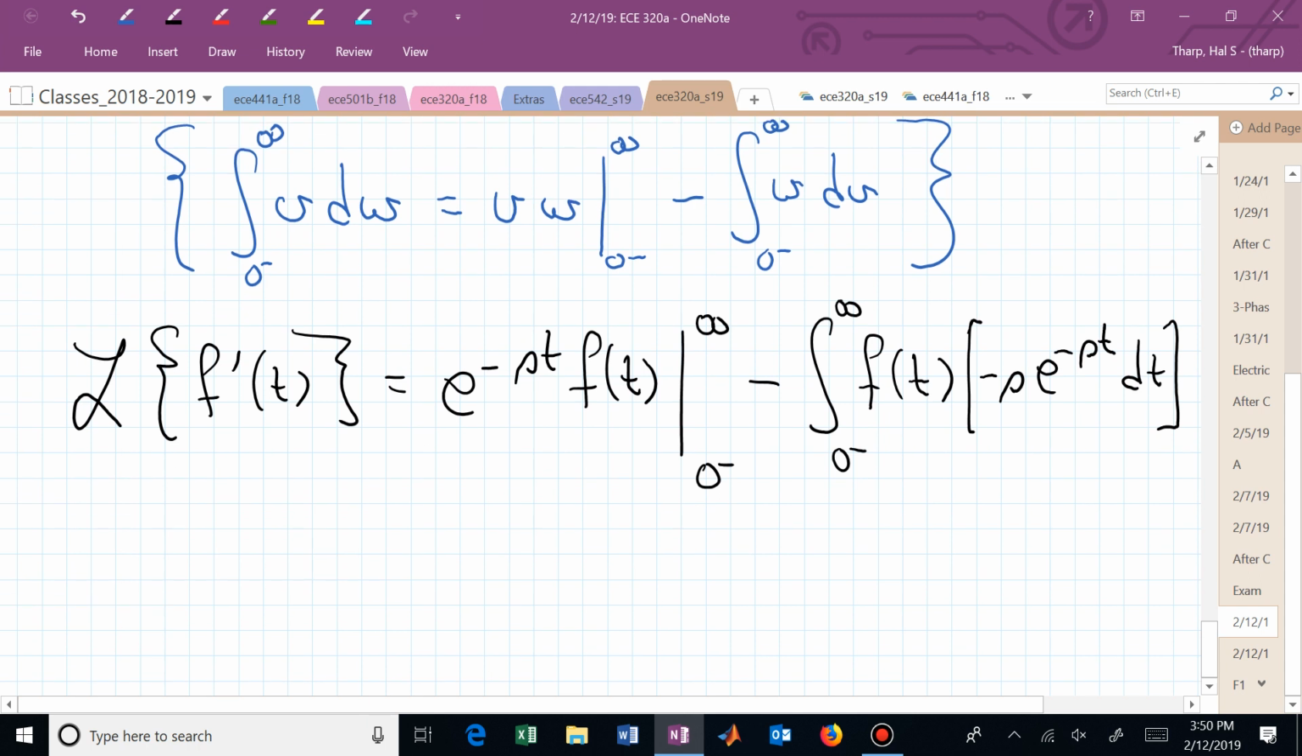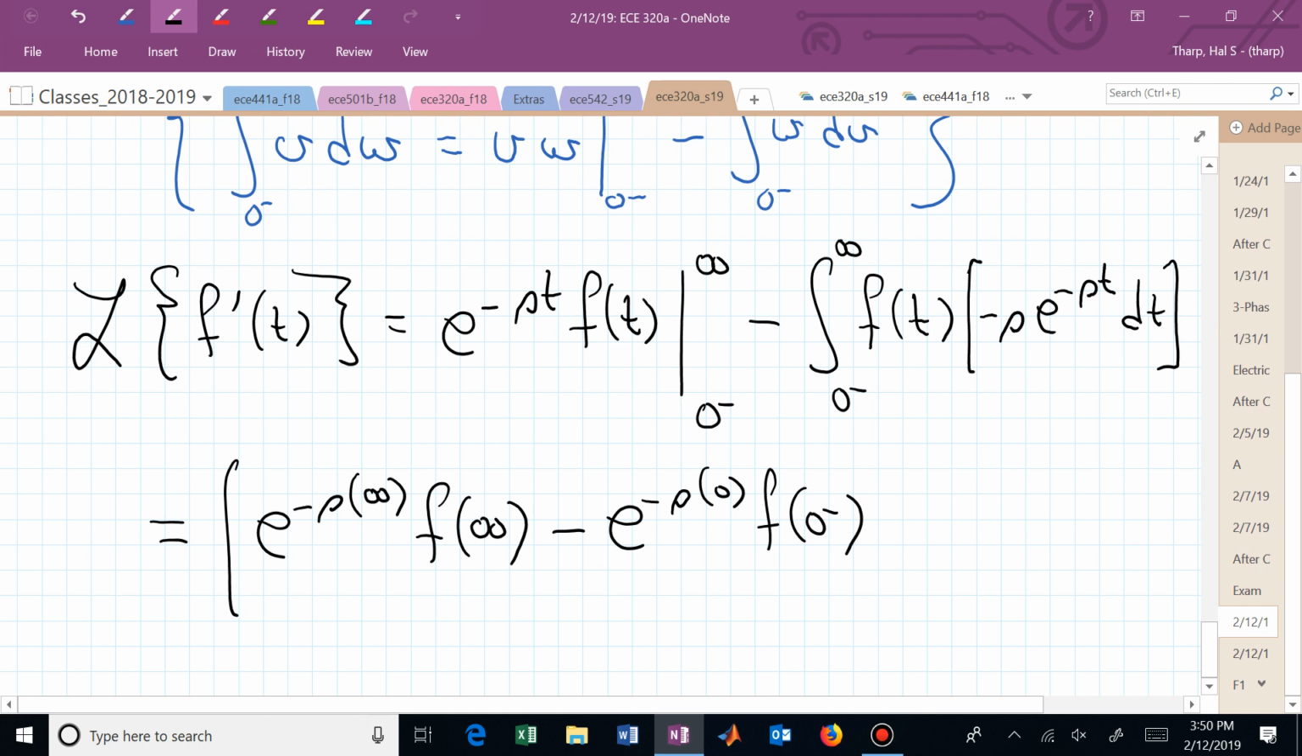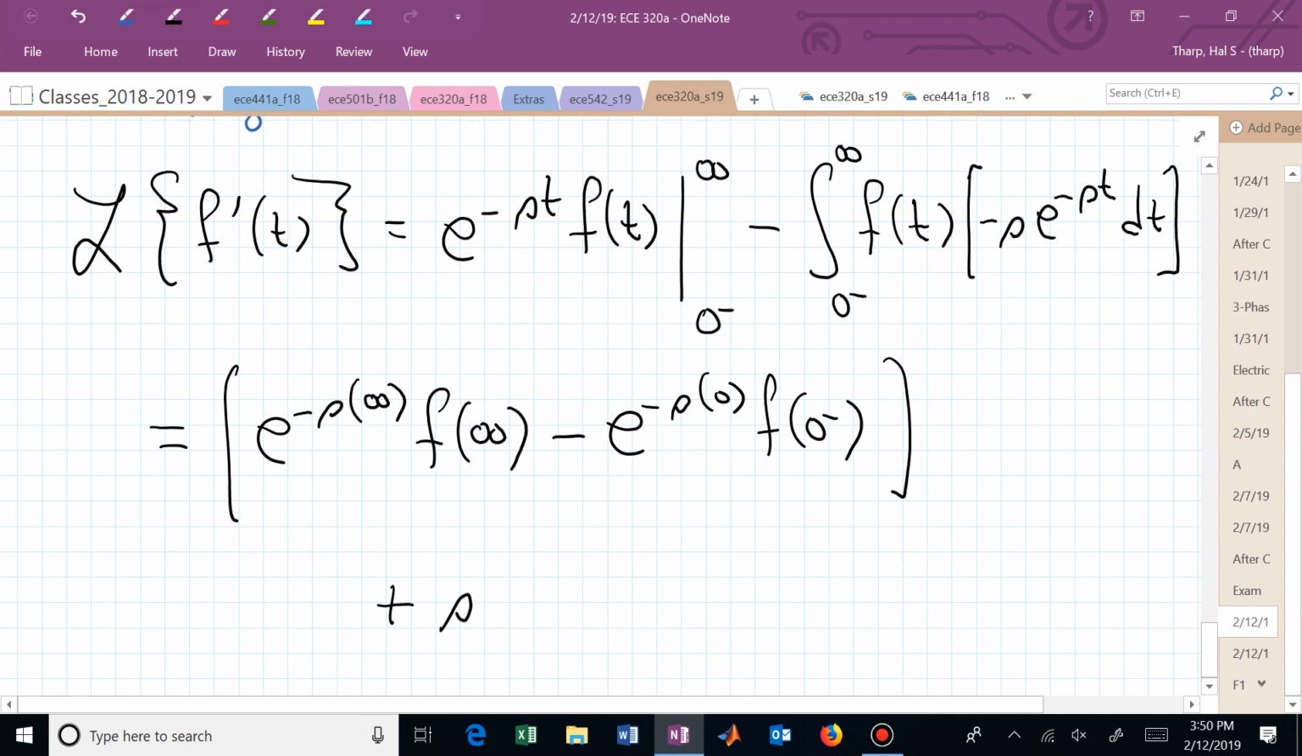Let's do the evaluation first. We now want to evaluate the first piece at infinity, so this is now e to the minus s infinity f of infinity, minus e to the minus s at the lower limit, which was 0, f of 0, minus. Running out of space, but below that is the minus minus, and the s comes outside the integral, and we now have 0 minus to infinity f of t e to the minus st dt.